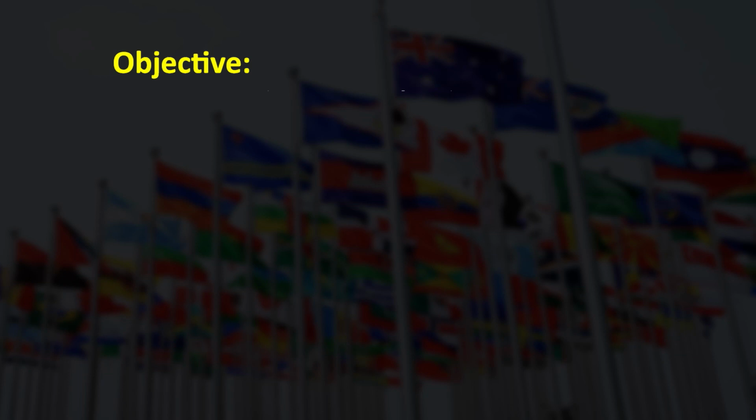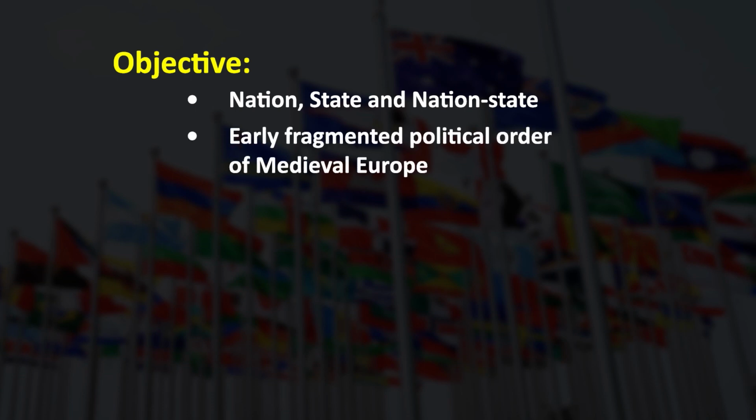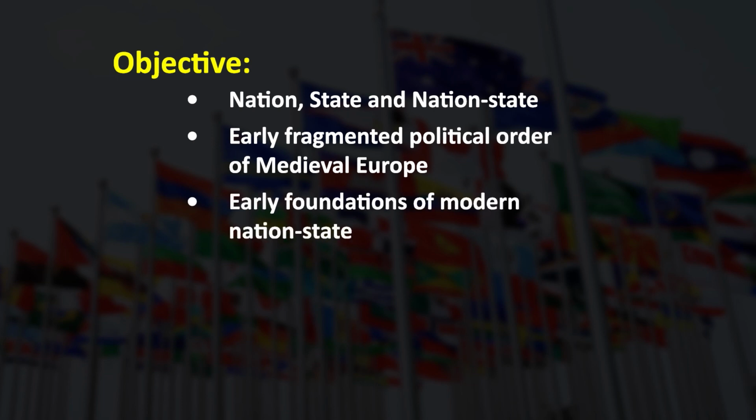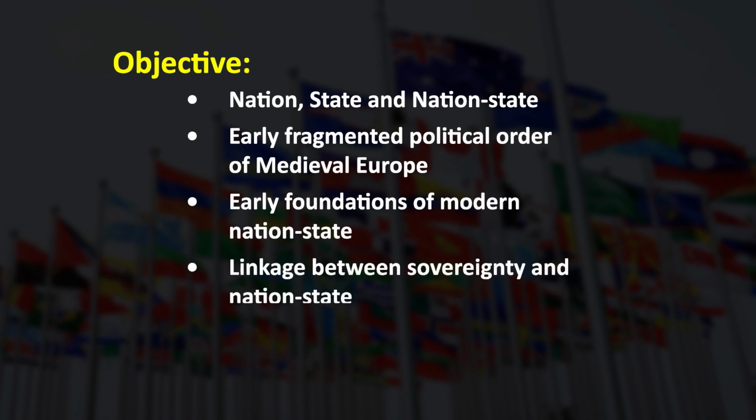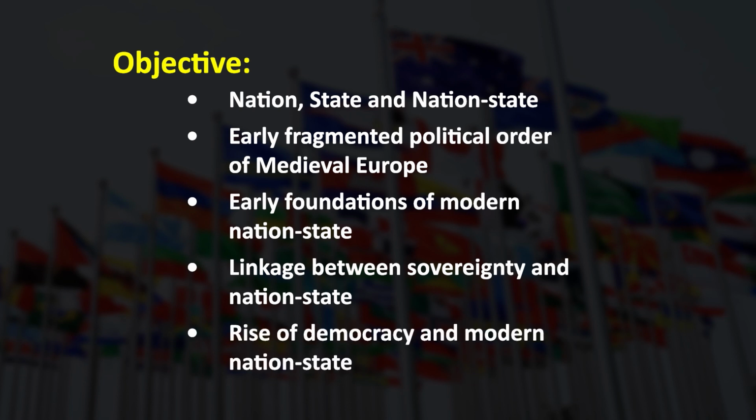Today our topic for discussion is nation state, historical evolution in the Western European context. The broad objectives of the topic are: number 1, understand the terms like nation, state and nation state. 2, examine the early fragmented political order of medieval Europe. 3, explore the early foundations of the modern nation state. 4, analyzing the linkage between sovereignty and nation state, and finally, the rise of democracy and modern nation state.